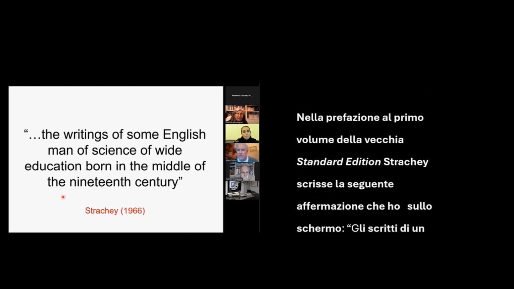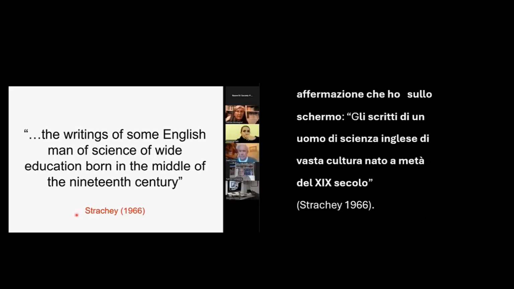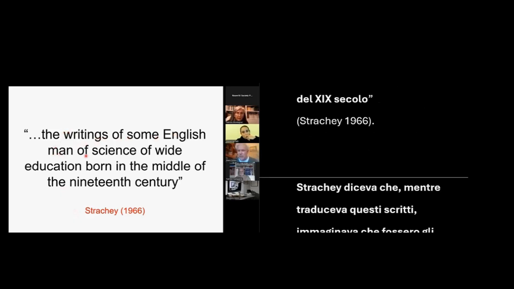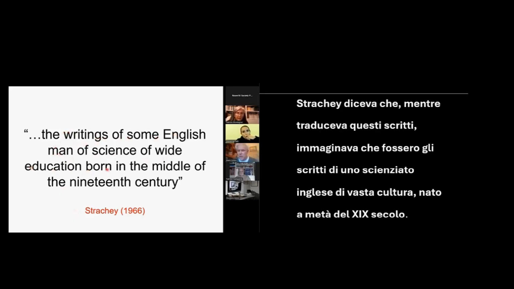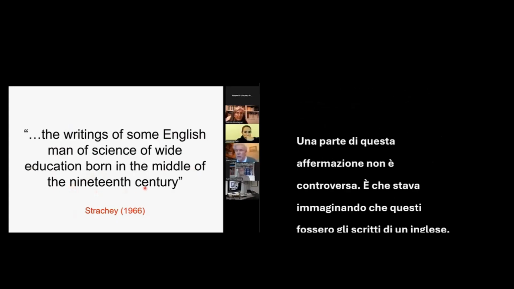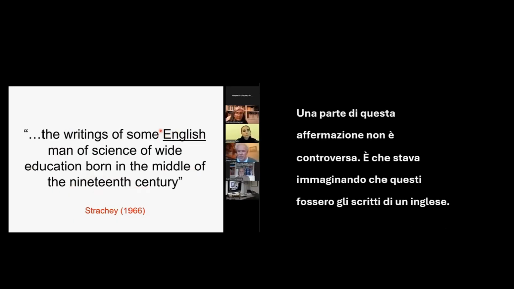In his preface to the first volume of the old standard edition, Strachey wrote the following statement that I have on the screen. Strachey said that as he was translating these writings, he imagined that they were the writings of some English man of science, of wide education, born in the middle of the 19th century. One part of this statement is not controversial. It is that he was imagining that these were the writings of an Englishman.